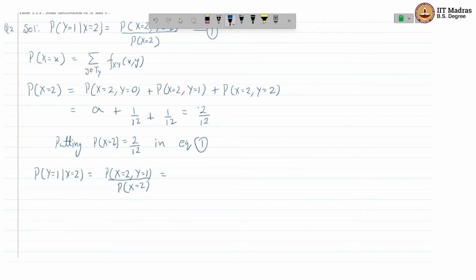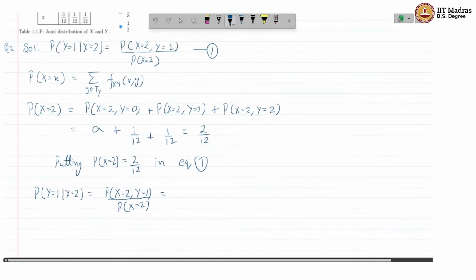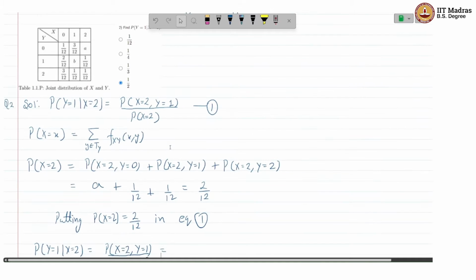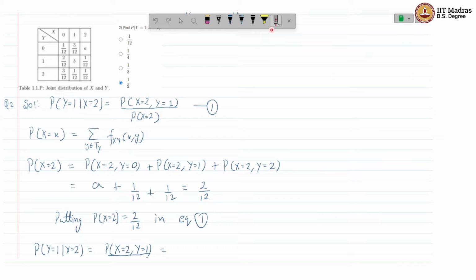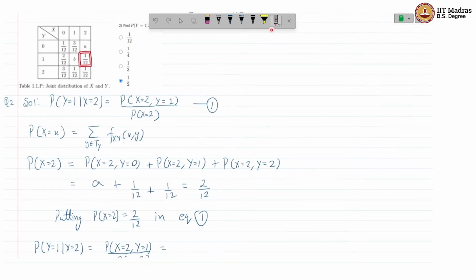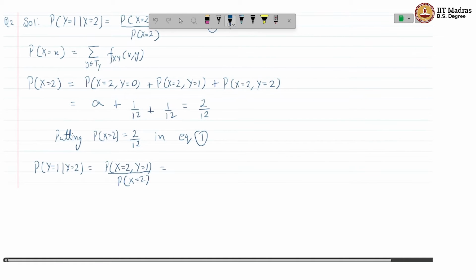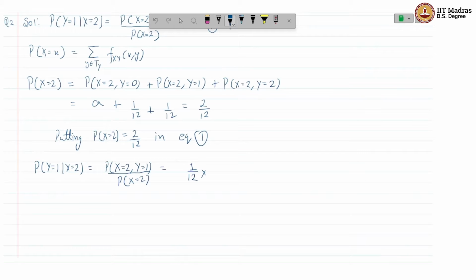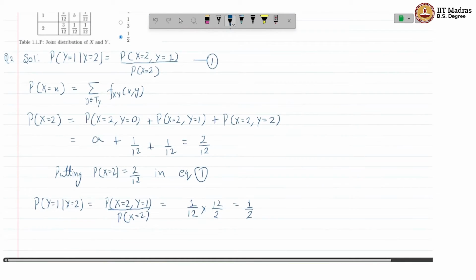So from the table, what is the joint probability that x is equal to 2 and y is equal to 1? So x is equal to 2 and y is equal to 1, this is 1 by 12. So now simply putting the values, this is 1 by 12 and marginal x is equal to 2 we have just calculated. It is 2 by 12. So the answer comes out to be 1 by 2. This is the required answer.